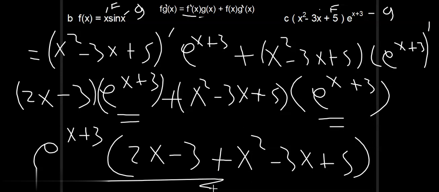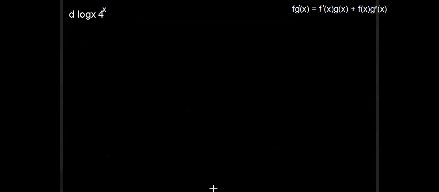But if you get confused about how to derivate these trig functions and exponential functions, I got a video on that too, so you can check that out. So now let's do the last one. The last question says log x times 4 to the x. So my f value will be this one and my g value will be this one. Let's just follow the same procedure.